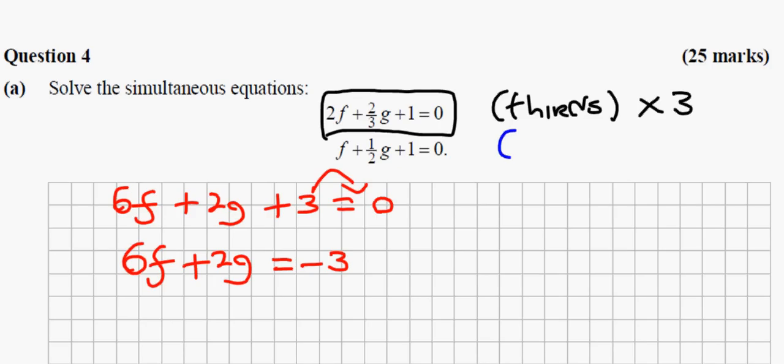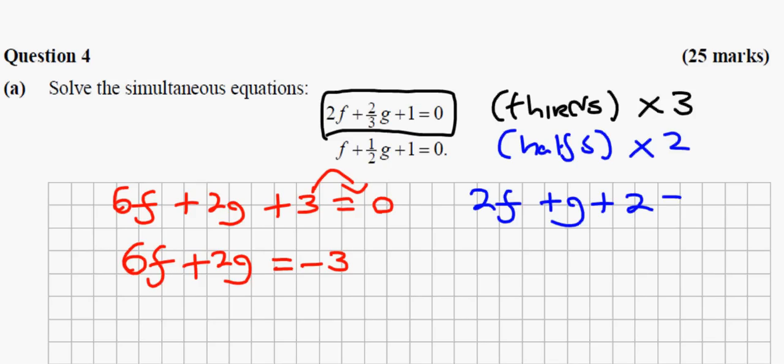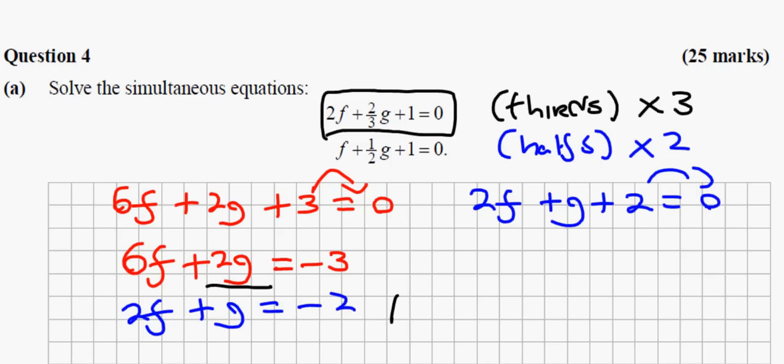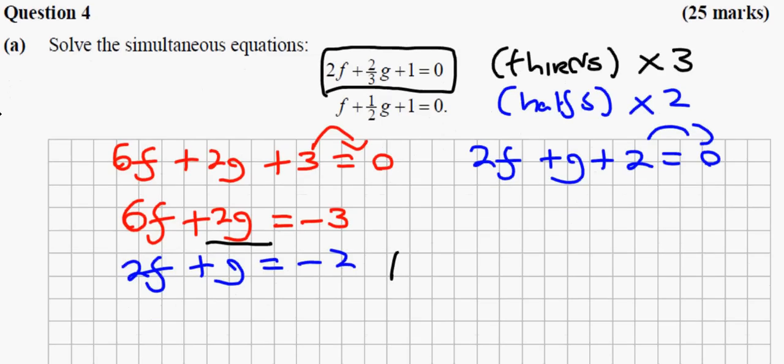So we got to get rid of the halves by multiplying by 2. So 2f plus g: 2 times f is 2f, 2 times a half g is g, 2 times 1 is 2. Bring over the 2 to the other side, and we got 2f plus g equals minus 2. Okay, next one. What we got to do in a simultaneous equation is look at this like a magic mirror.